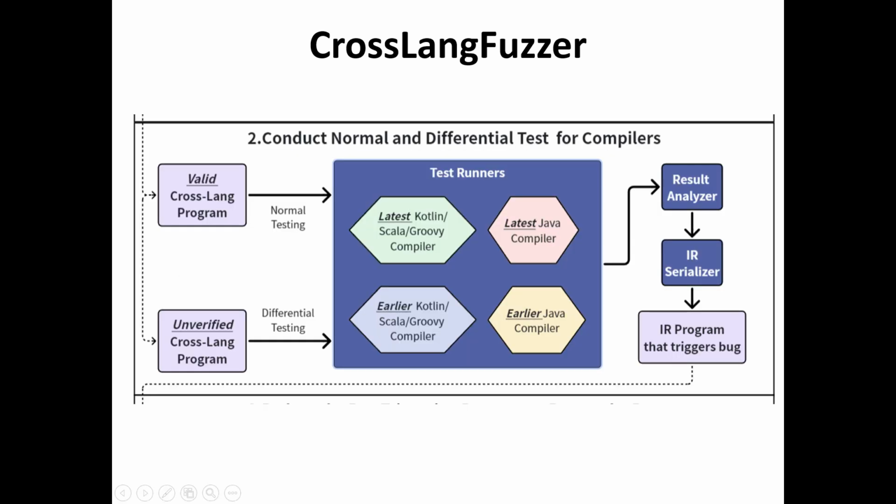Invalid programs can also trigger real compiler bugs. Print and compile: the IR printer emits source files in the target languages, Kotlin, Java, Scala. Each file is fed to its corresponding compiler. Differential and normal testing: if the compilers disagree on the same cross-language program, one accepts and another rejects, that's a candidate bug. If the compiler rejects a valid program, that's also a candidate bug.